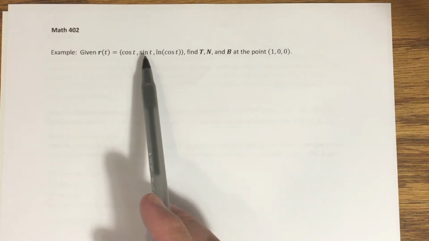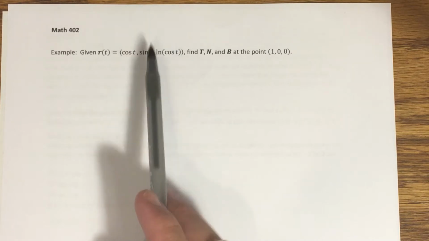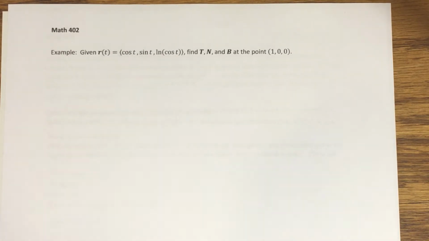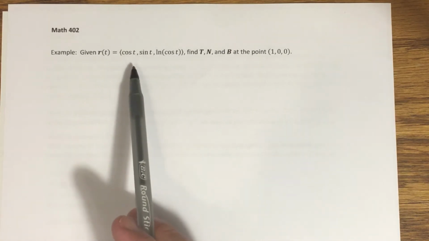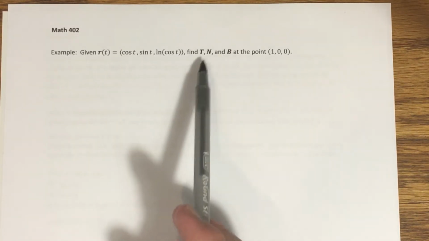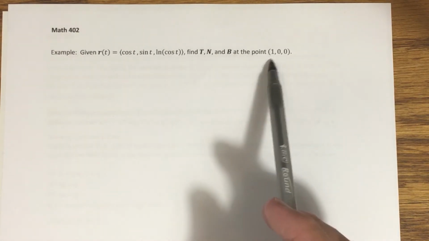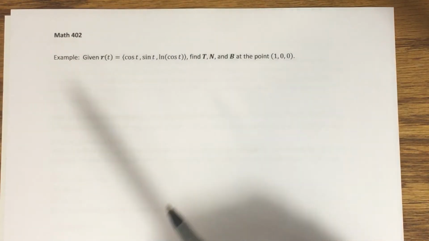So here we have a space curve, and we have used this space curve before. I think we did an arc length problem with it, if I remember correctly, previously in this section. We're going to use this same function but for a different purpose. We want to find t, n, and b for this function at a specific point, 1, 0, 0.